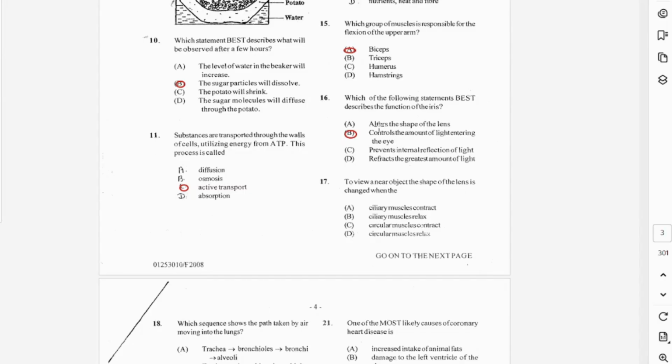When it comes to the others, like C, for example, it prevents the internal reflection of the eye. That is wrong. D refracts the greatest amount of light. That is wrong, or it wouldn't fit the description of what they're asking for. A alters the shape of the lens. No. So the answer would be B. Then we have 17.